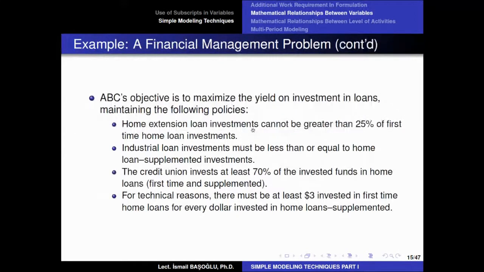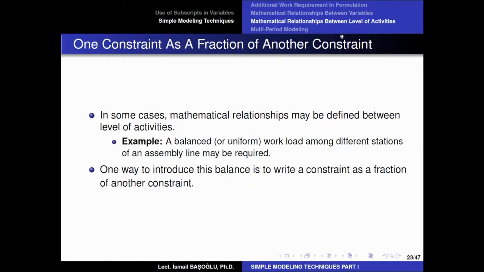We have said that sometimes a variable can be defined or bounded by a fraction of another variable. These kinds of relationships may as well exist between the levels of activities or constraints. Usually, our intention would be to create a balance between the activity levels. One way to create this balance was to define an activity as a fraction of another activity, or sometimes bounding one activity level by another activity level.